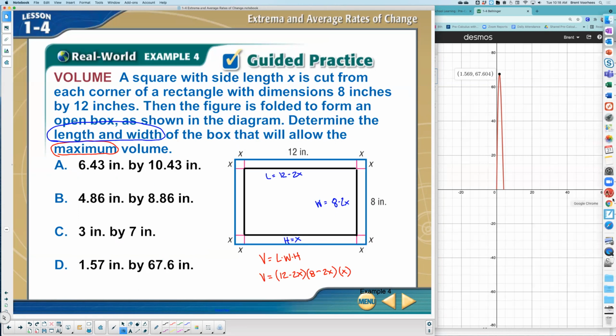So how do you actually get your length here? You plug it in. So it'd be 12 minus 2 times 1.569. And the width would equal 8 minus 2 times 1.569. That's what X is. I'm going to let you do that to come up with your solution. So I'll give you a moment and then we'll continue on.